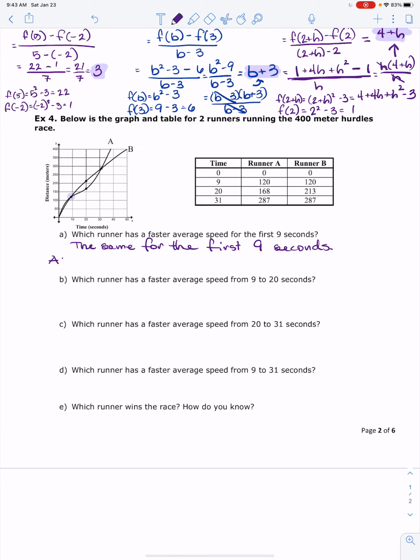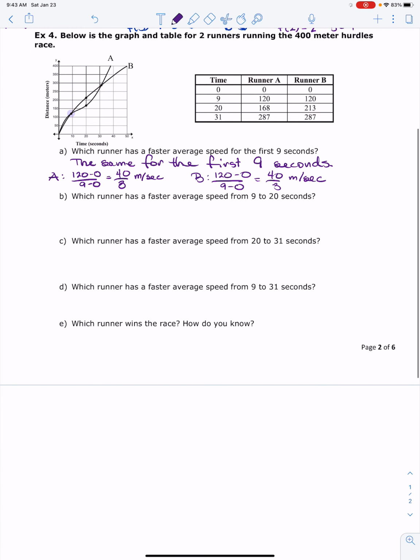And we can confirm that mathematically. So runner A, from 0 to 9, they went 0 to 120, so we've got 120 minus 0 over 9 minus 0. I'm just going to reduce it and leave it as a fraction. 40 over 3, what are we looking at? Meters per second. And for runner B, 120 minus 0 over 9 minus 0. Again, 40 over 3 meters per second. I don't have to simplify anymore to be able to compare those numbers.